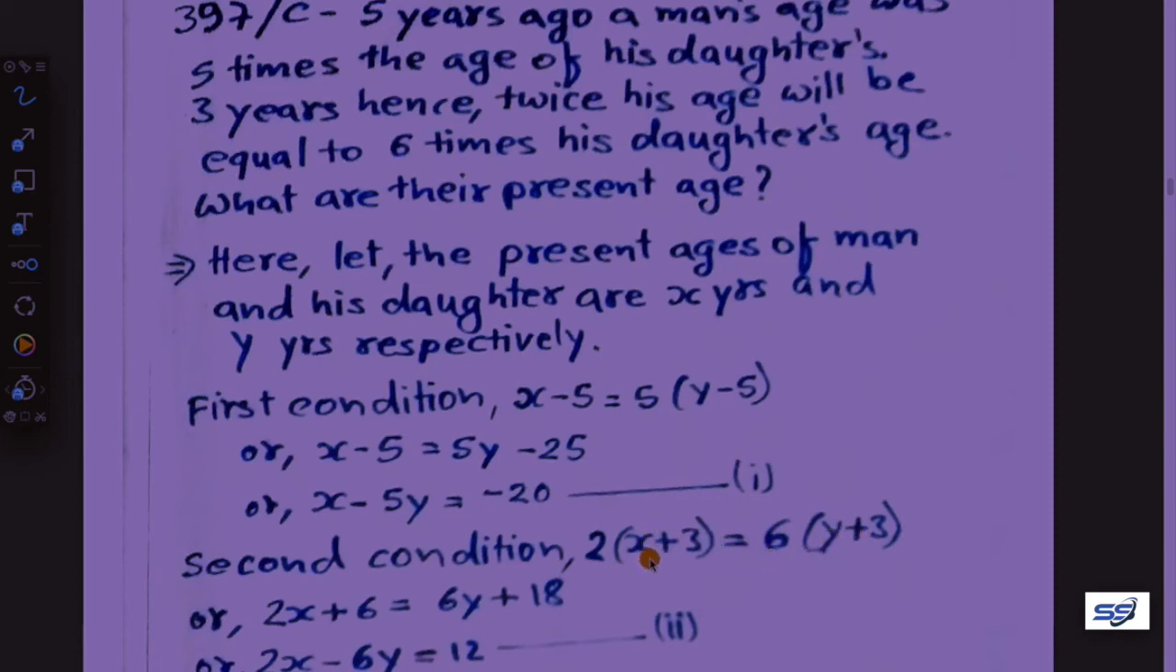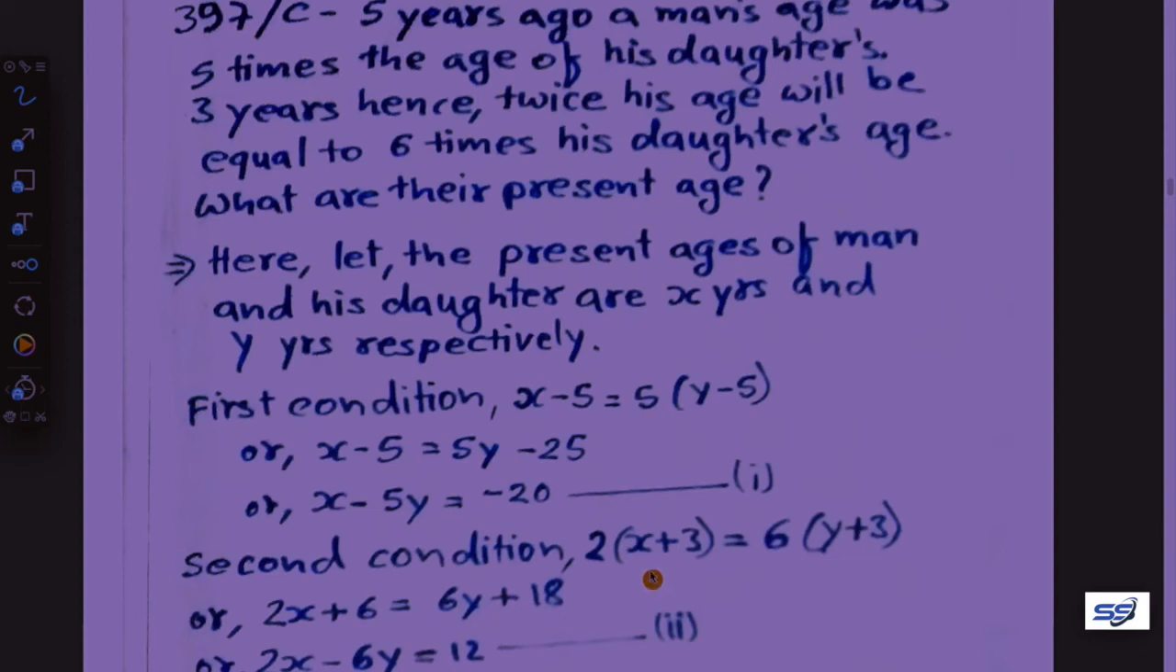Now, this equation shall be made a little bit simple. 2 into x, 2x plus 2 into 3, 6, equal 6 into y, 6y plus 6 into 3, 18. Or 2x minus 6y equal 18 minus 6, which is 12. Let this be equation 2.